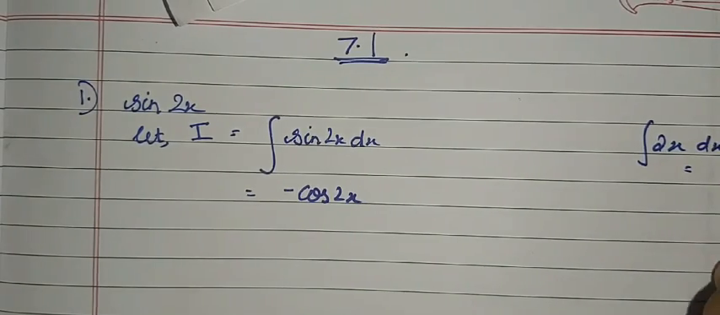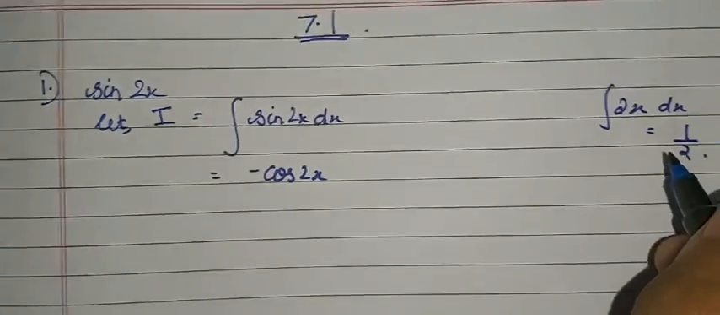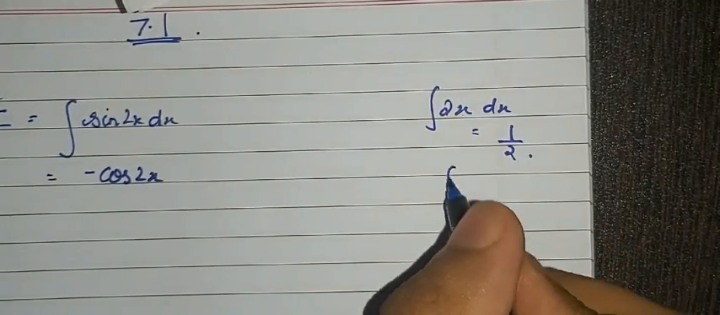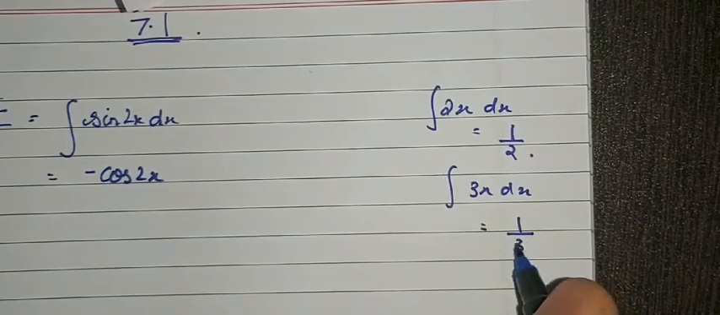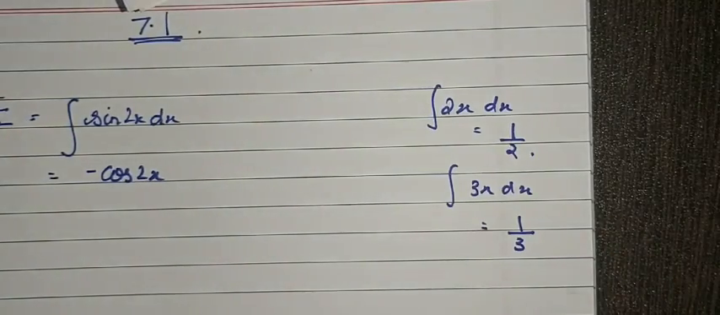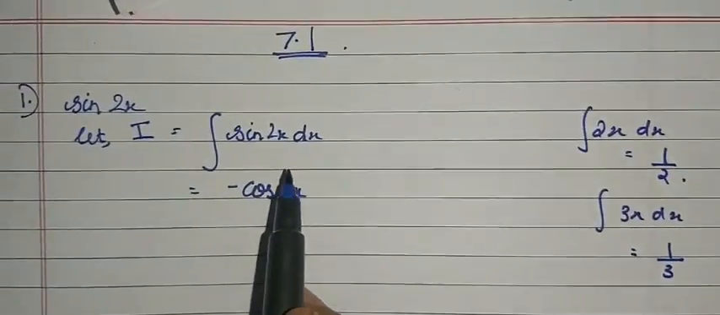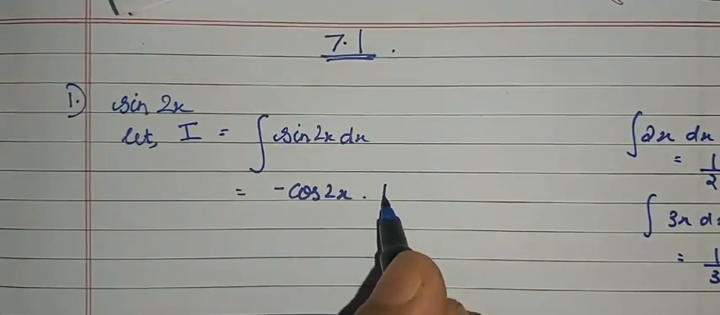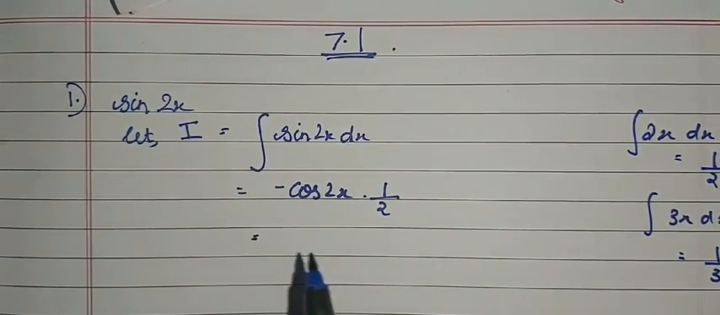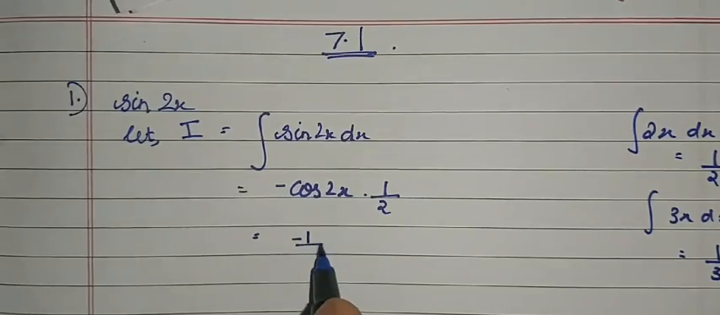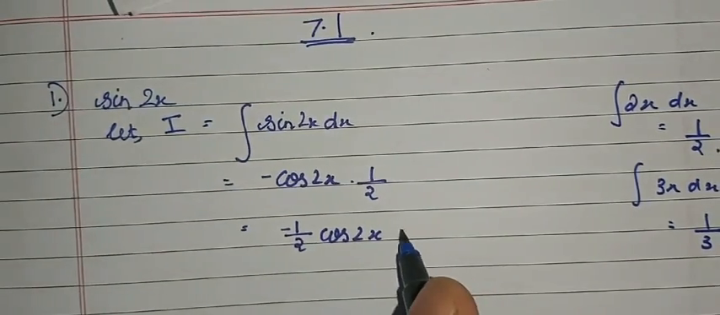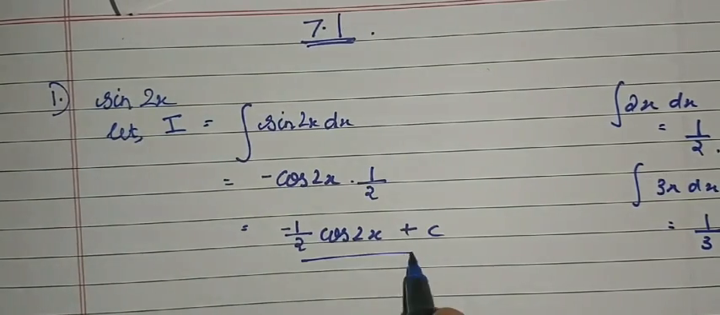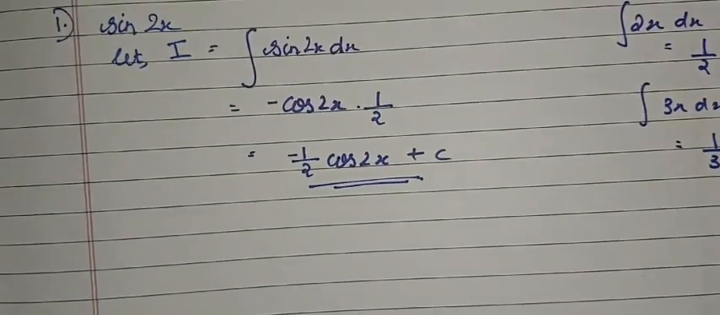The integral of 2x will be 1 by 2. What will be the integral of 3x? The integral of 3x will be 1 by 3. It will be going like this. So what will be the integral of 2x here? It will be 1 by 2. So we make the final answer: minus 1 by 2 cos 2x, and we add a constant, plus c. So here finishes our first question.